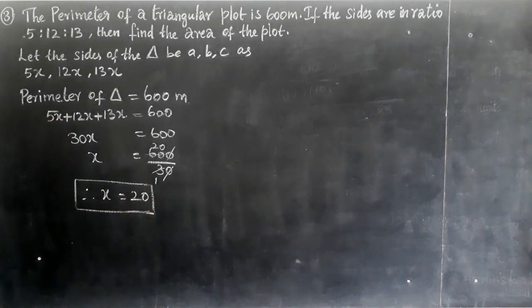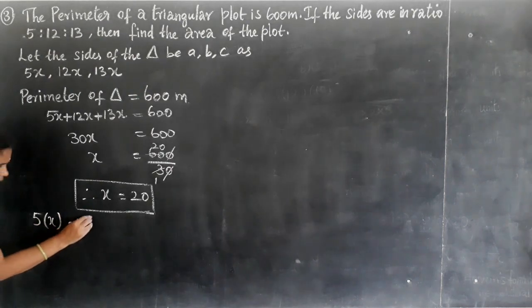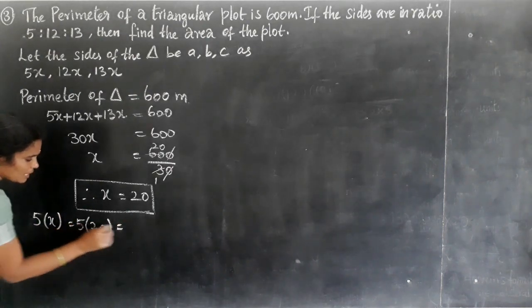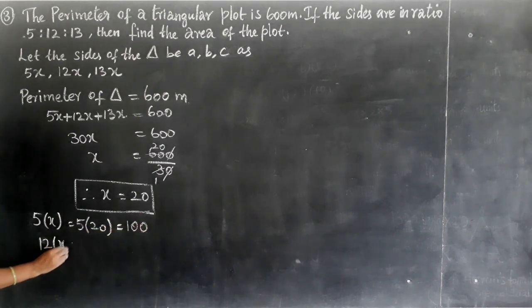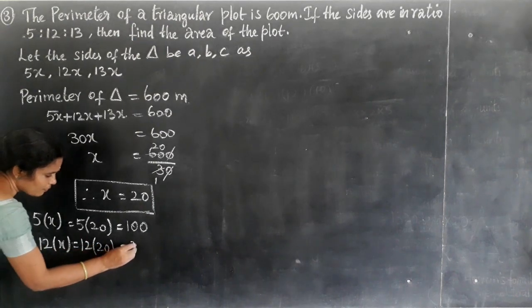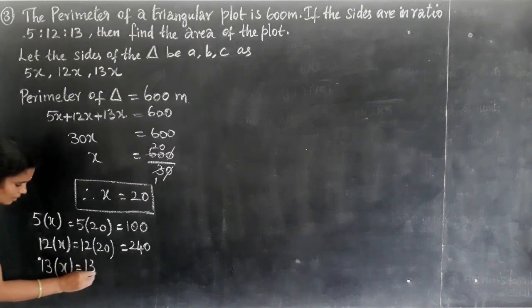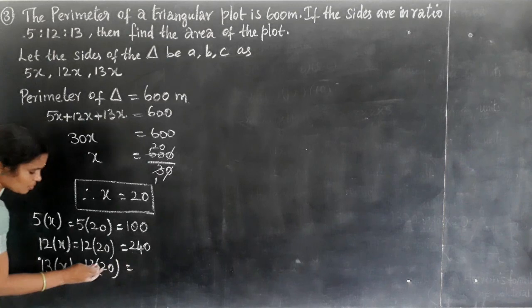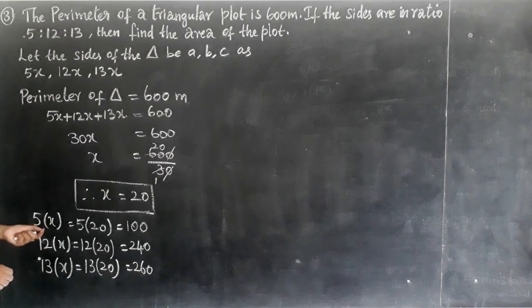Now substitute the value x equal to 20 in the sides A, B and C. So 5x is 5 into 20, which is 100. Then 12x is 12 into 20, which is 240, and 13 into x, 13 into 20 is 260.